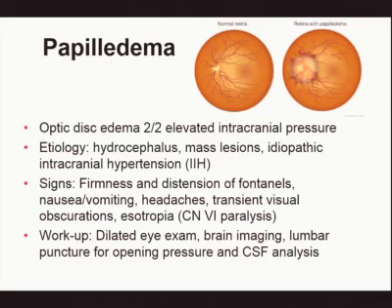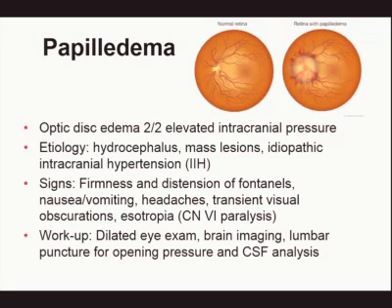Papilledema. So papilledema is optic disc edema secondary to elevated intracranial pressure. So you can see the picture of the normal optic nerve here, and then a picture of a swollen optic nerve with hemorrhages. That means that there's some acute process going on. The etiology can be hydrocephalus, mass lesions, or idiopathic intracranial hypertension, which can also be called pseudotumor cerebri.